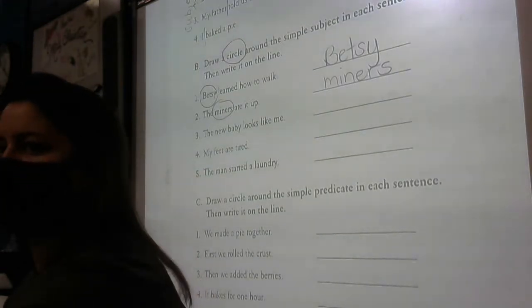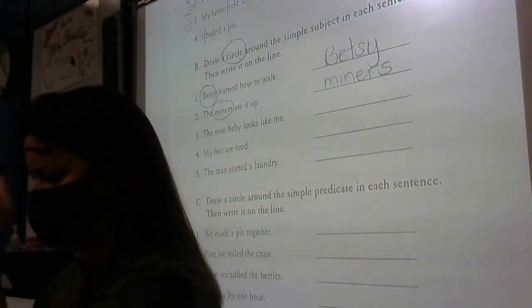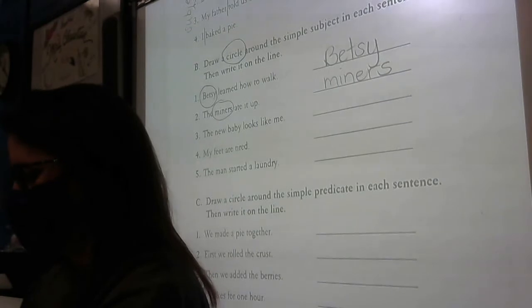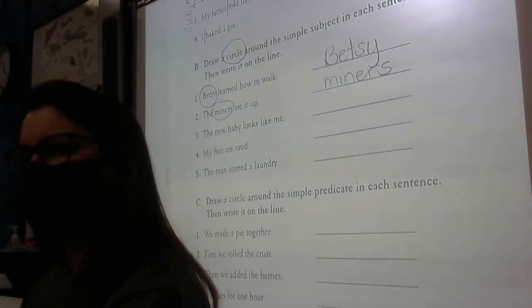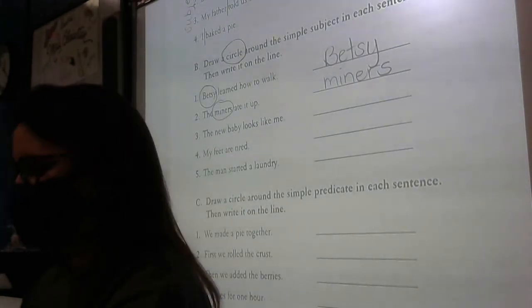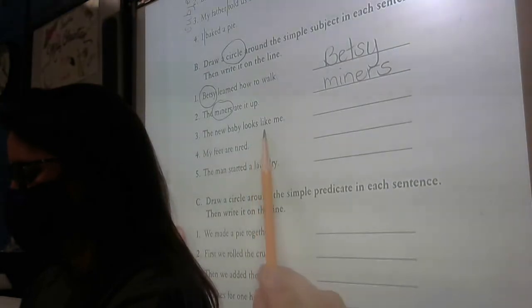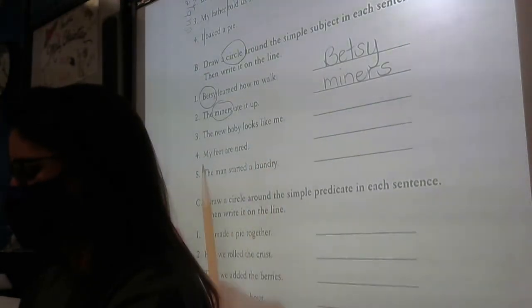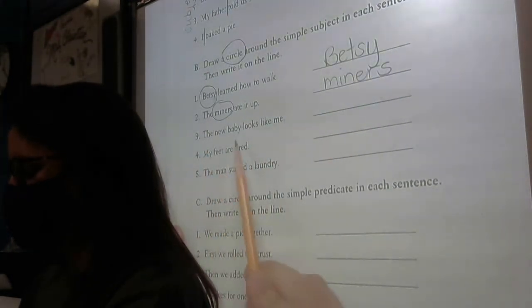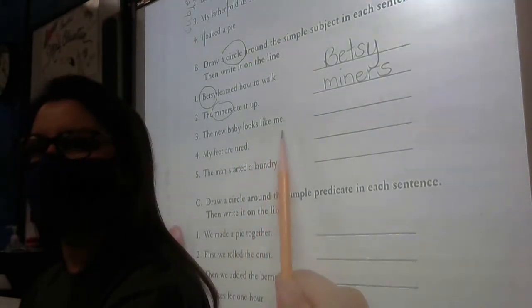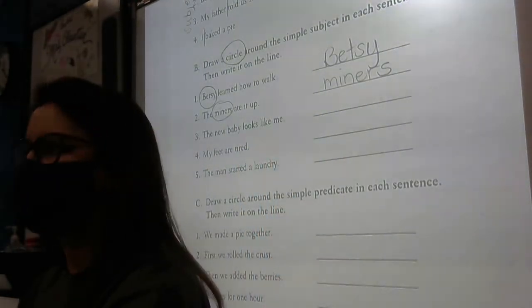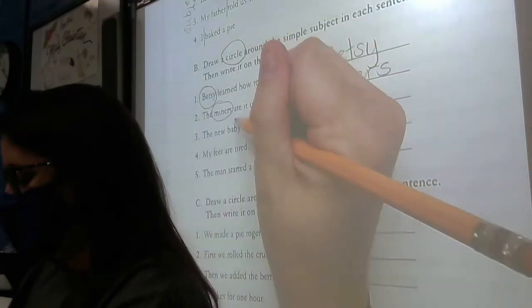All right, read us number three, Midnight. The new baby looks at me. Read it again. That's not what that says. The new baby looks like me. Looks like me. Who does? The baby.